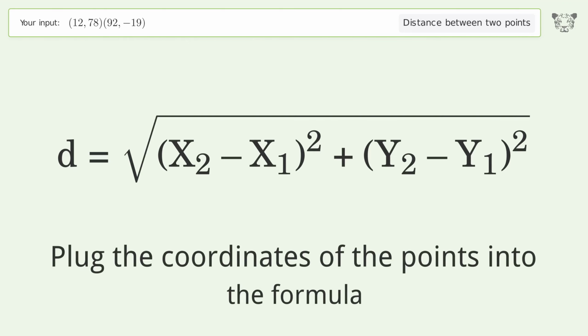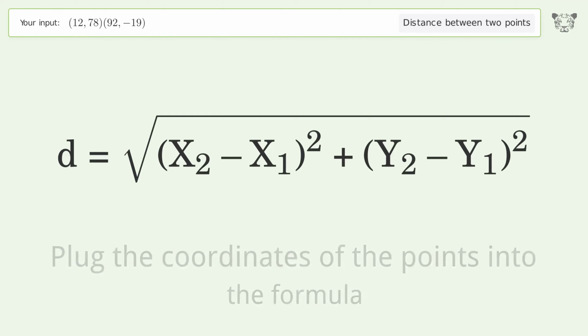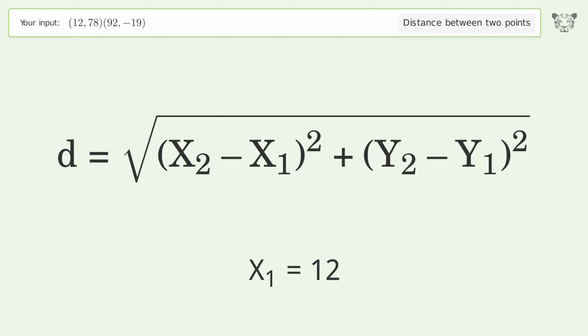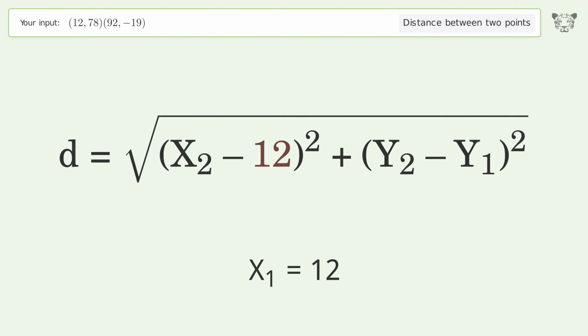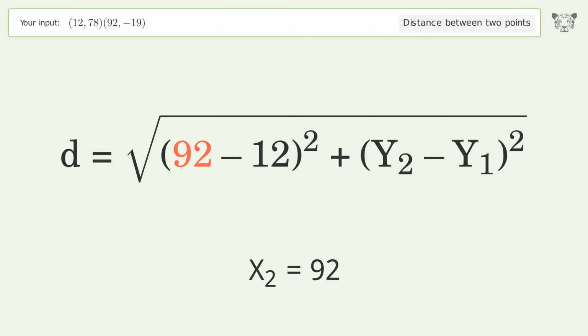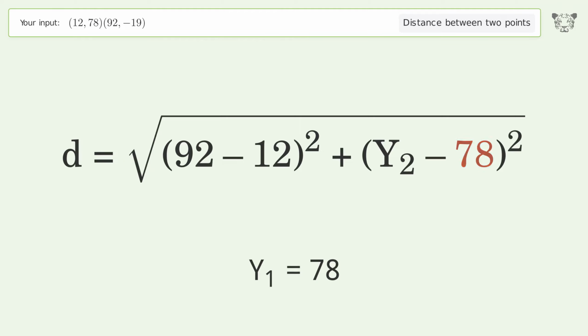Plug the coordinates of the points into the formula. x1 equals 12. x2 equals 92. y1 equals 78. y2 equals -19.